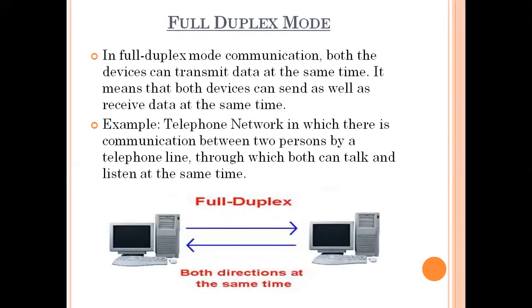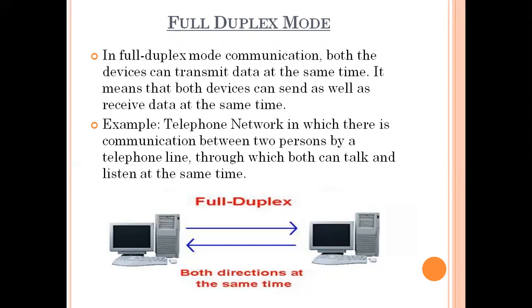Next is full duplex mode. In full duplex mode communication, both devices can transmit data at the same time. It means that both devices can send as well as receive data at the same time. For example, a telephone network, in which there is communication between two persons by a telephone line through which both can talk and listen at the same time.